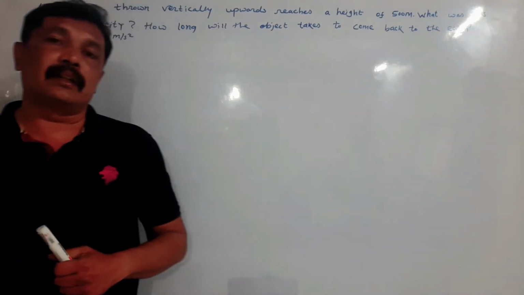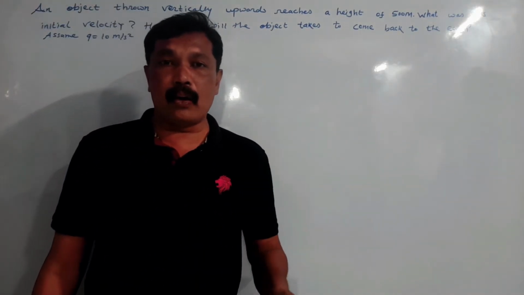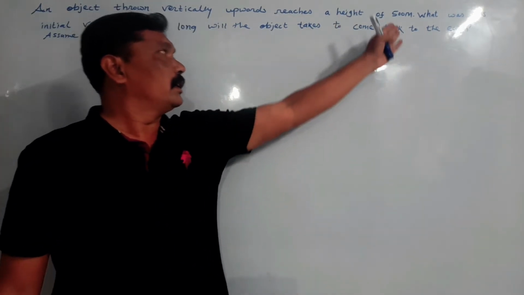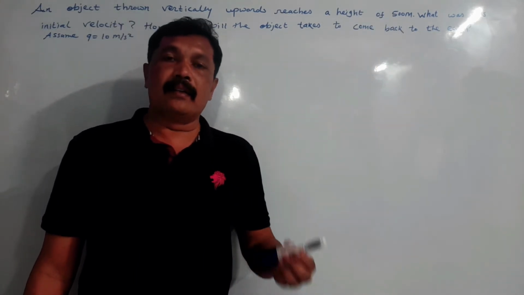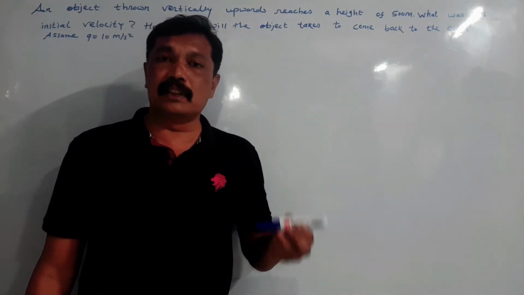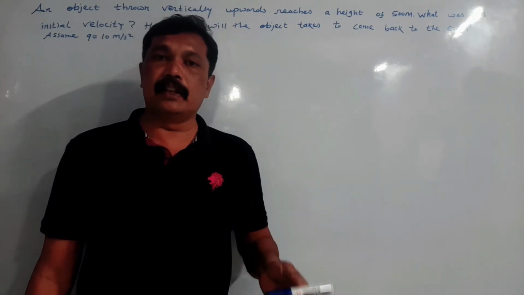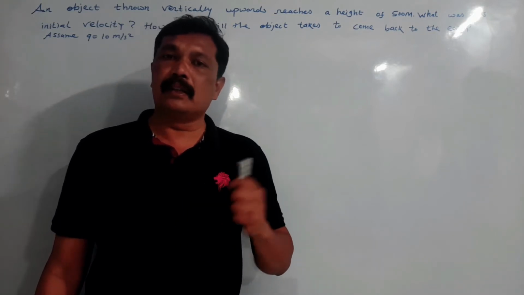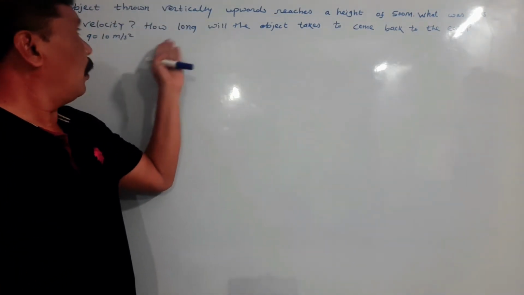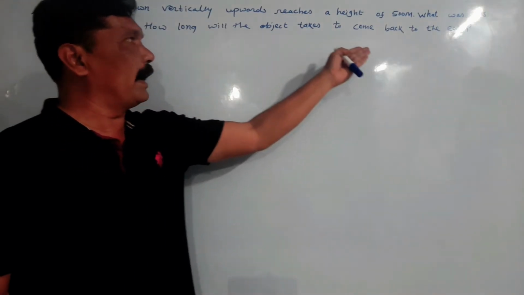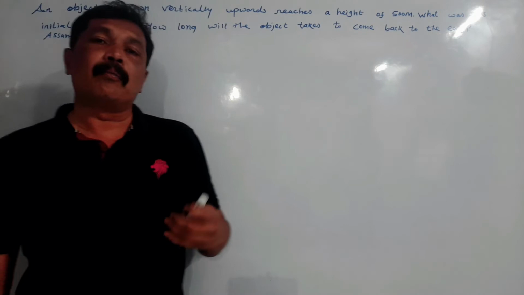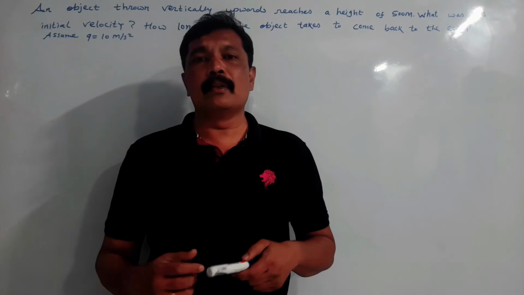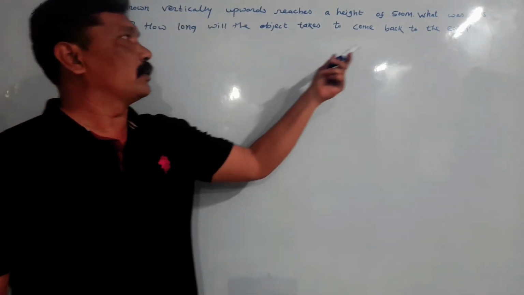My dear student, here we are asked that when an object is thrown vertically upward, it attained certain height of 500 meter, and it is asked to us that what was its initial velocity with which it was thrown. Initial velocity means u. So we have to calculate u. How long will the object take to come back to the earth? And my dear student, again it is asked to us that what will be the time for the object to come back to the earth.